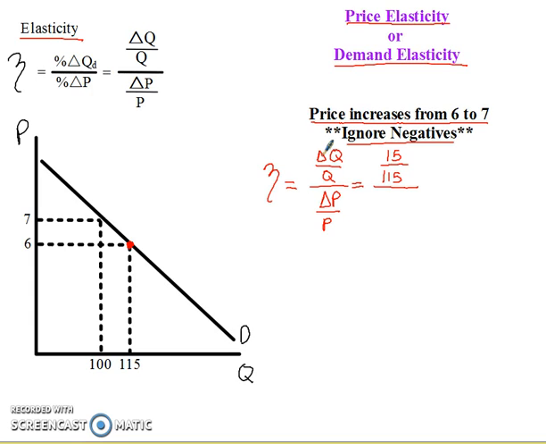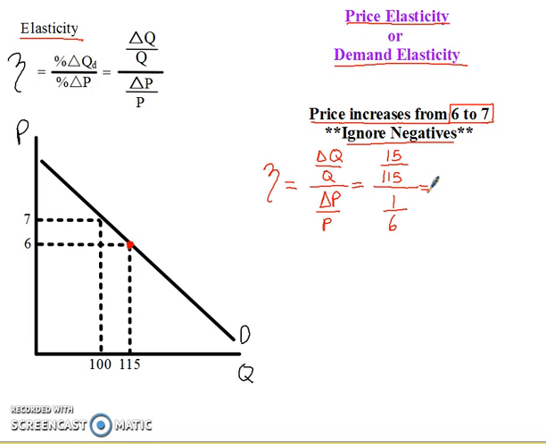Well, the change in the price was $1. Price went from $6 up to $7. I said that right here. Price went from $6 to $7. So the price went up by $1 divided by the starting price. This was the starting point when the price was $6.